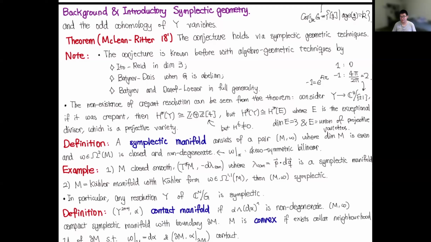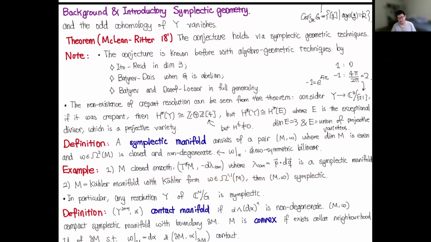And we require this bilinear form to be non-degenerate, which means there are no kernels. The kernel of omega should be 0. And there are two examples that we will mainly use in this talk.